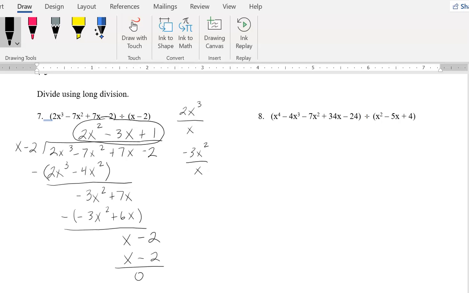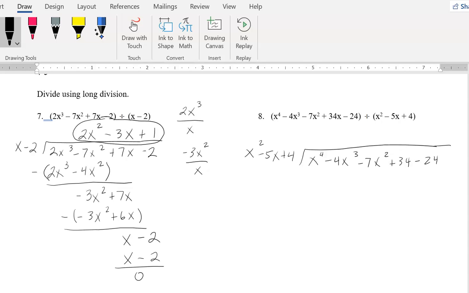All right, let's try another one. This time we're dividing by a trinomial. So we'll set this up. Be careful that you don't skip over exponents. Always be aware of that. We started at x to the fourth. We do have an x to the third. We have x to the second. We have x, and we have a constant. So no need to fill in a missing 0.